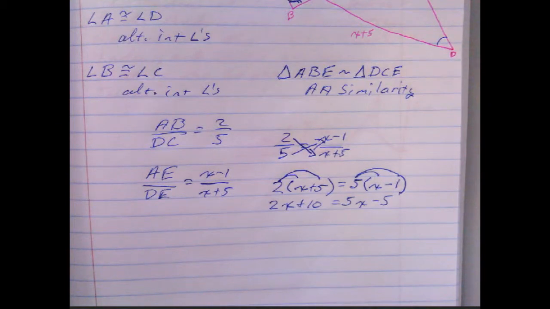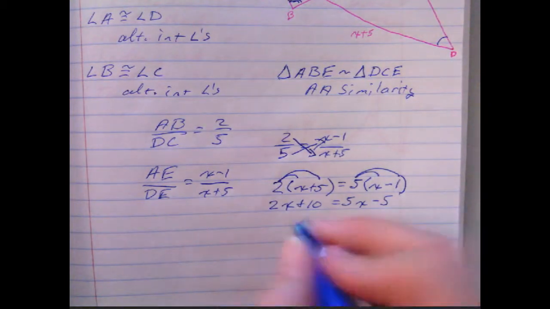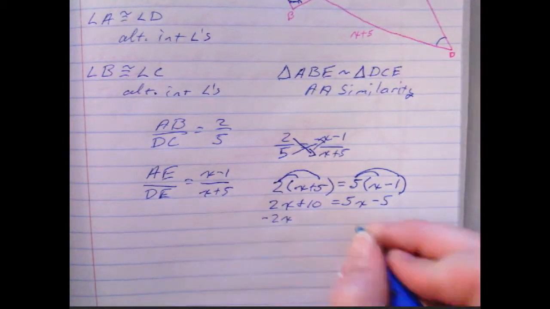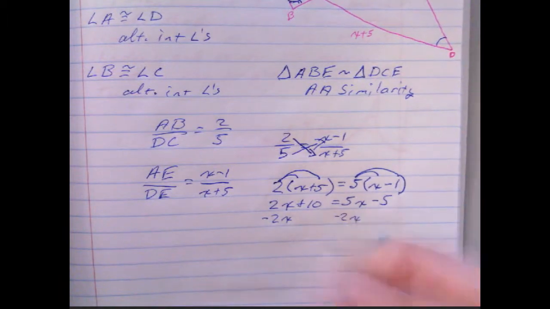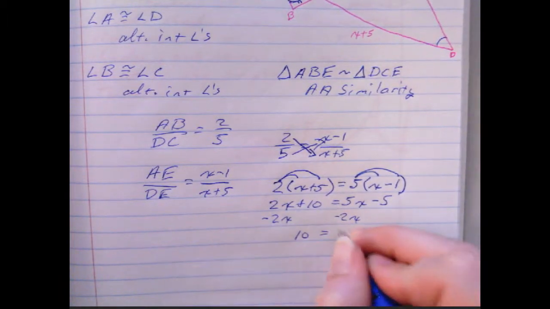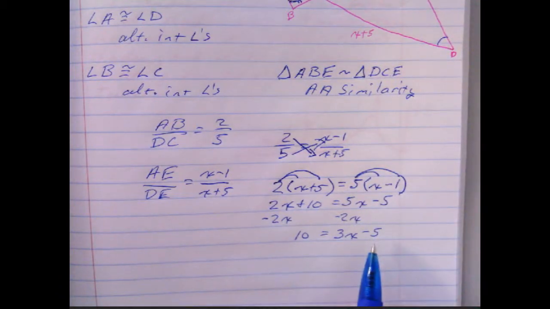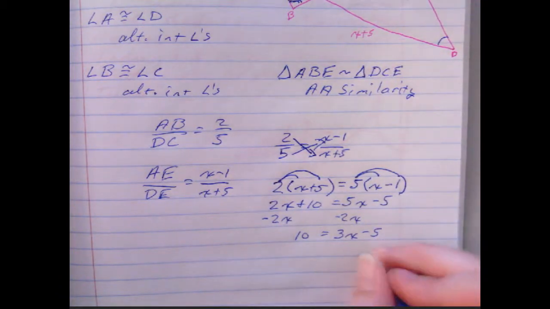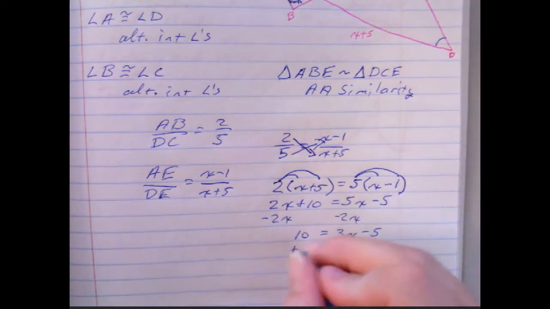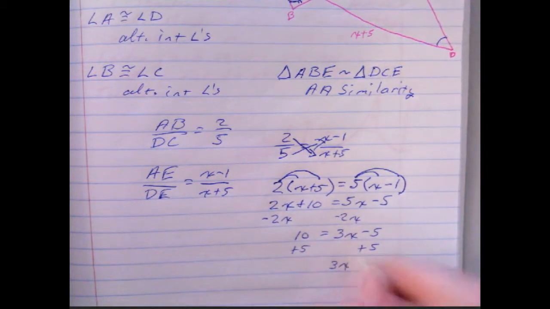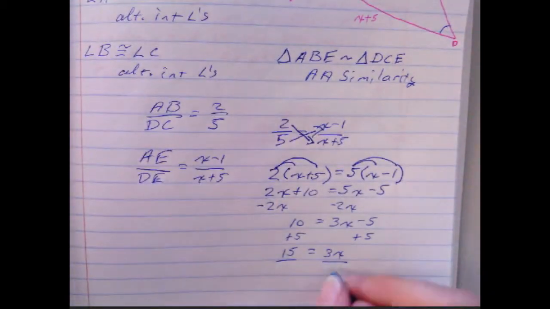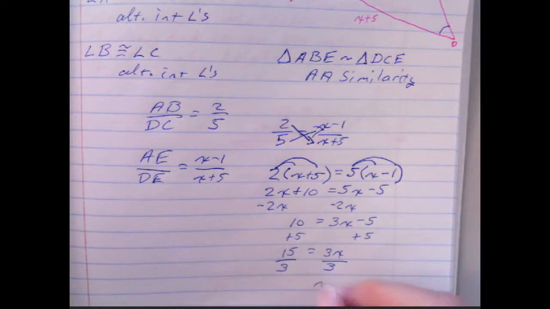So then the next step here, I've got to combine my like terms. So I'm going to move my 2x to the right. So I have 10 equals 3x minus 5. I'm going to move my constant 5 to the left, so I'm adding 5. So I have 3x equals 15. And then finally, to get x by itself, I'm going to divide by 3, and I get x equals 5.